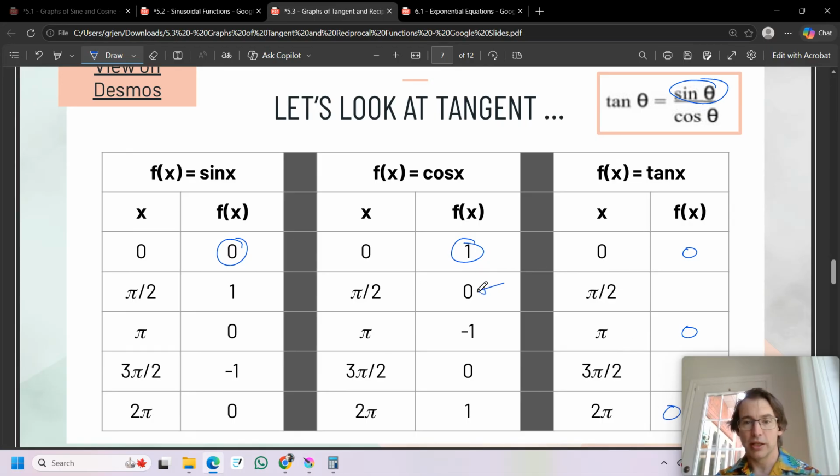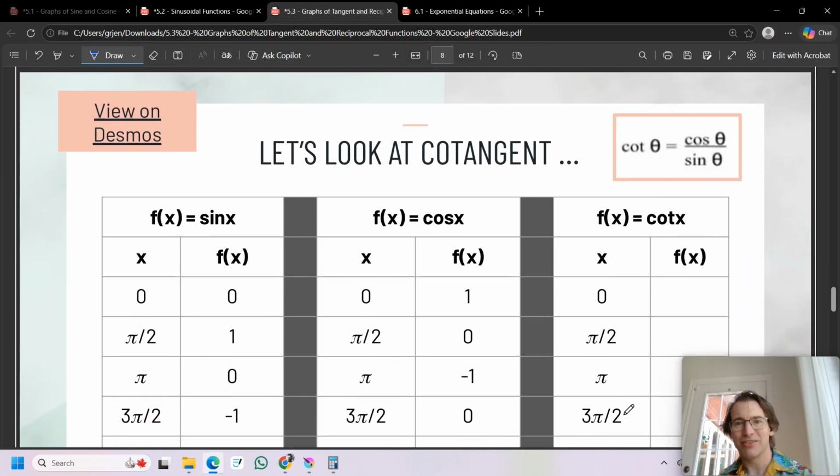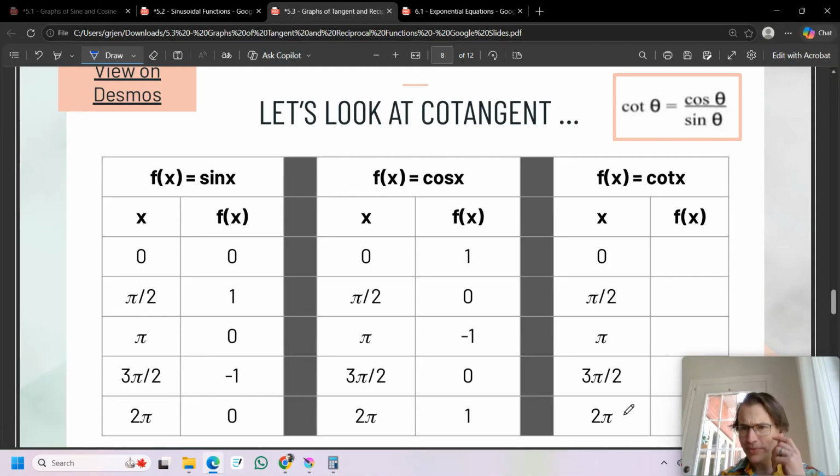But then these ones are where we get our vertical asymptotes. Anytime the denominator is 0, that's where we have a vertical asymptote. So we'd have them at those places where tangent is undefined. And cotangent, it's just flip the script. It's just flip all that entire logic.